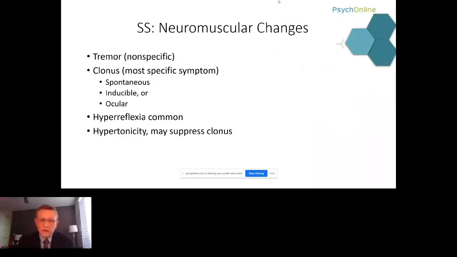There are neuromuscular changes, which are also very important to note. There's a tremor, which is of course nonspecific, but the very most specific symptom for serotonin syndrome is actually clonus. It can be spontaneous, inducible, or ocular. Unfortunately, however, hypertonicity may also develop, and this will suppress your clonus. So you can't say the patient doesn't have serotonin syndrome just because I'm not seeing clonus.